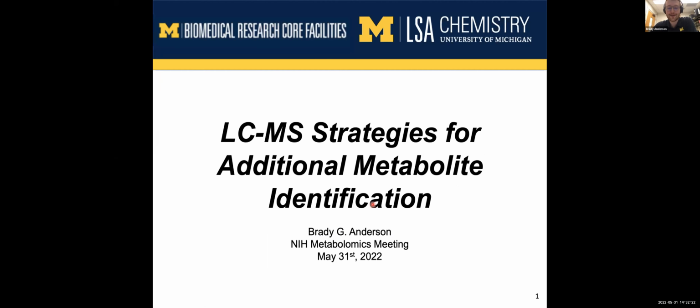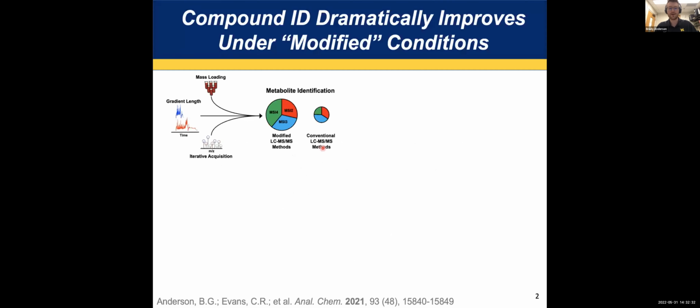Today I'll be talking about liquid chromatography and mass spectrometry strategies for additional metabolite identification. I'll be talking about 3 projects very quickly, and just jump into the first one. It was published in Analytical Chemistry last year, where we looked at just how much we can improve one-dimensional separations. We looked at conditions that aren't necessarily used for conventional methodologies, where you're looking at quantifying many things and having good resolution.